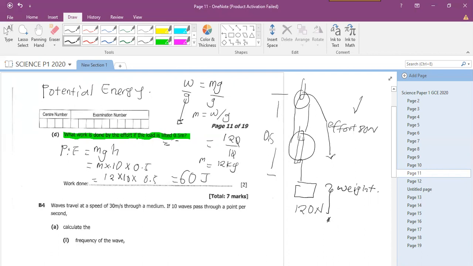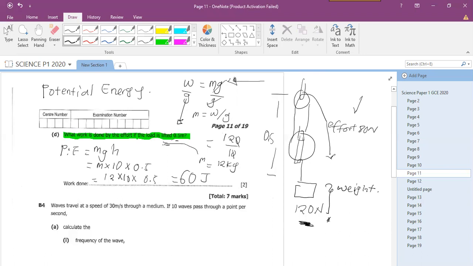But how do we know the mass? We have the weight here, which is 120. We can convert this weight to mass using the actual definition of weight. Weight is the force of gravity acting on an object. Therefore, weight is mass times gravity. If we divide both sides by gravity, we can make mass the subject of the formula. Mass is equal to weight over gravity. The weight is 120 newtons divided by the gravity of 10. Our mass is 12 kg.